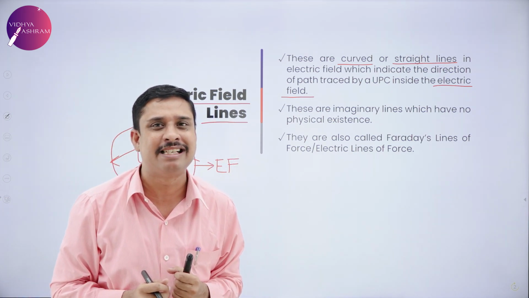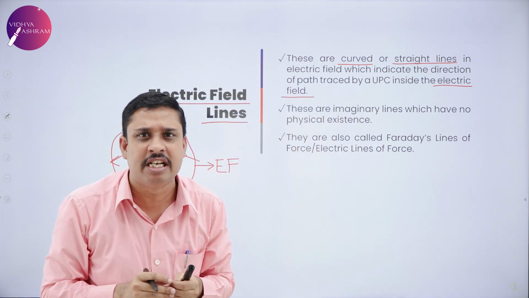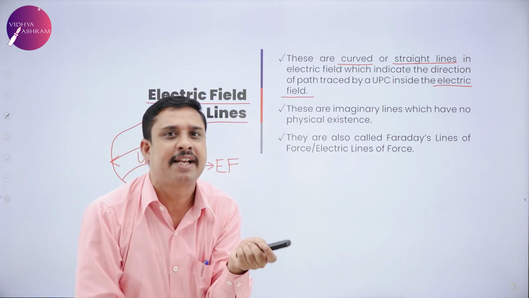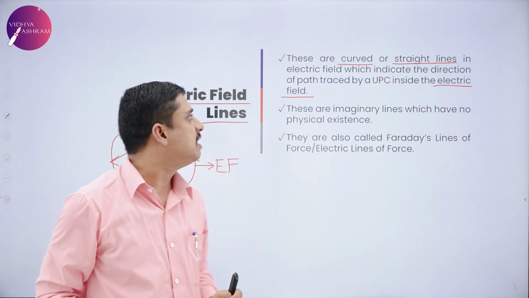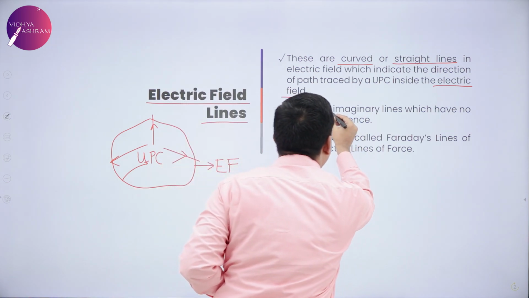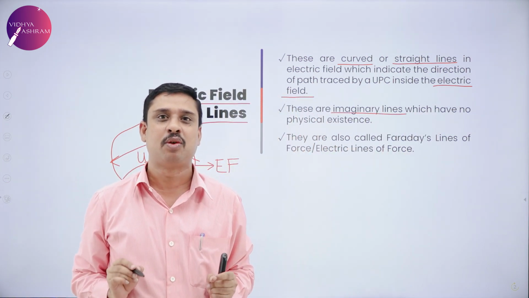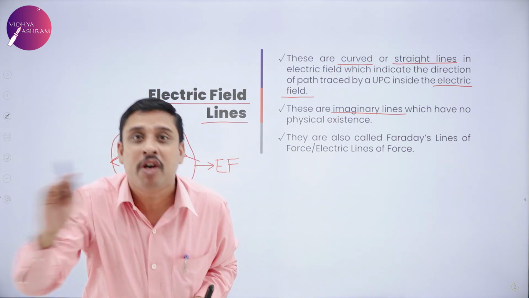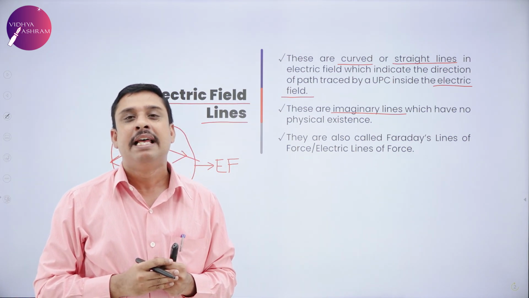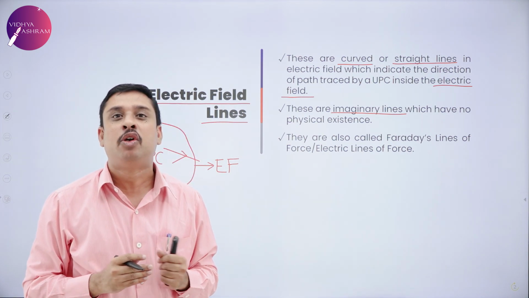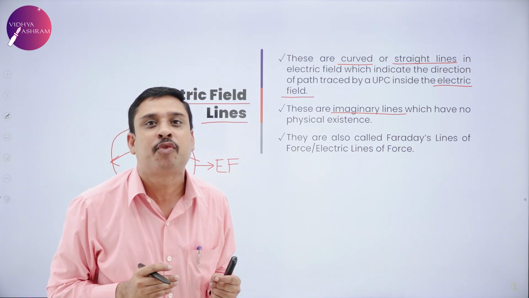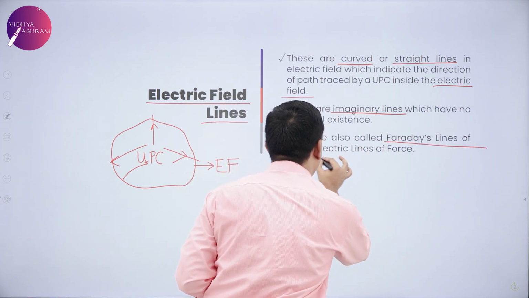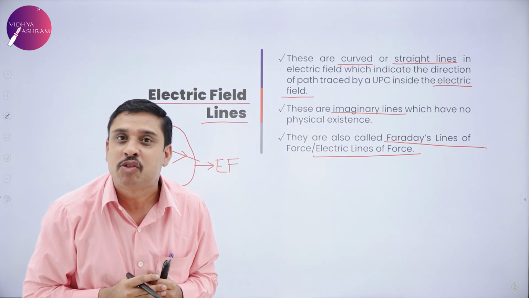But my question, students, is there are hundreds of charges around us. Can we see them with naked eyes? No. Then how do I take a ruler and draw these electric field lines? Not possible. Therefore, we say electric field lines are imaginary lines. Please understand, electric field lines don't have physical existence. They are imaginary lines drawn to understand the path of an UPC, and they are also called Faraday's lines of force or electric lines of force.